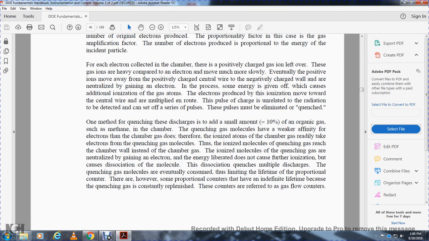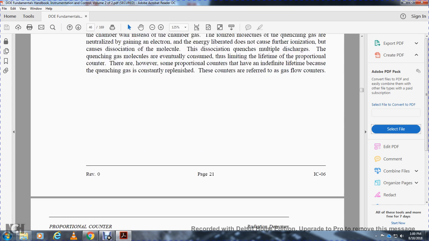However, some proportional counters have an indefinite lifetime because the quenching gas is constantly replenished. These counters are referred to as gas flow counters.